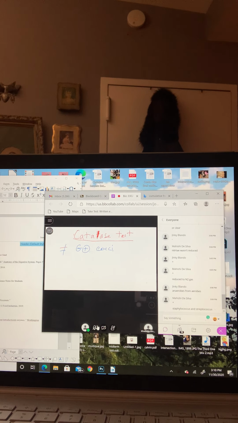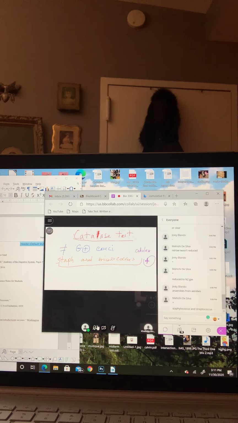So the Staphylococcus and the Micrococcus too. Okay, so is this one catalase positive or negative? So that is catalase positive, yes or no? It is positive.